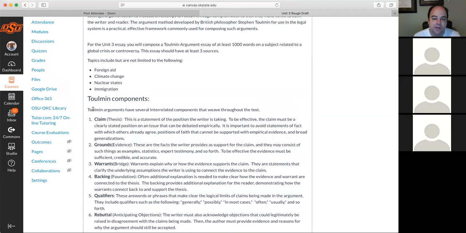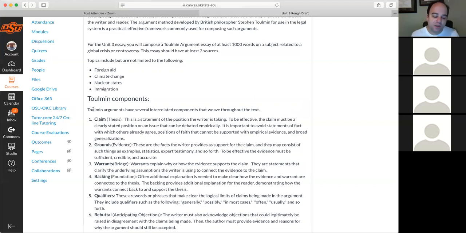And the general subject of this essay should be something related to a global crisis or controversy. Obviously, the news every day gives you plenty to draw from there. And I'm going to ask that you have 3 sources. The essay should be about 3 pages long, and you don't have to use the library for your sources, so you can use whatever you want to.